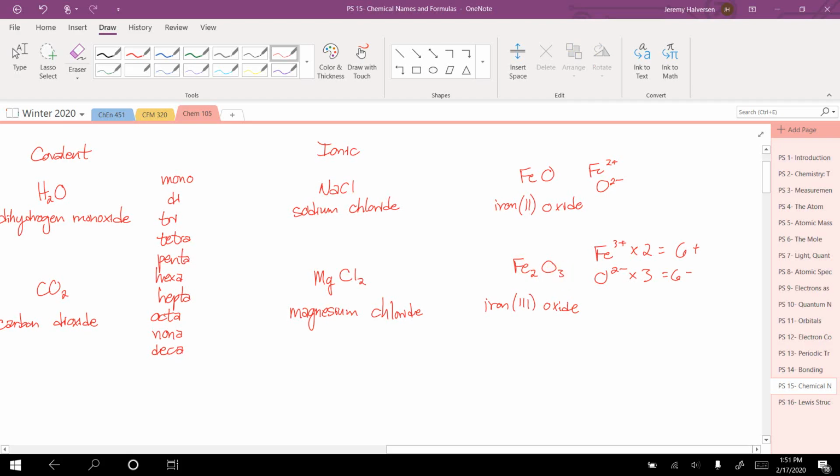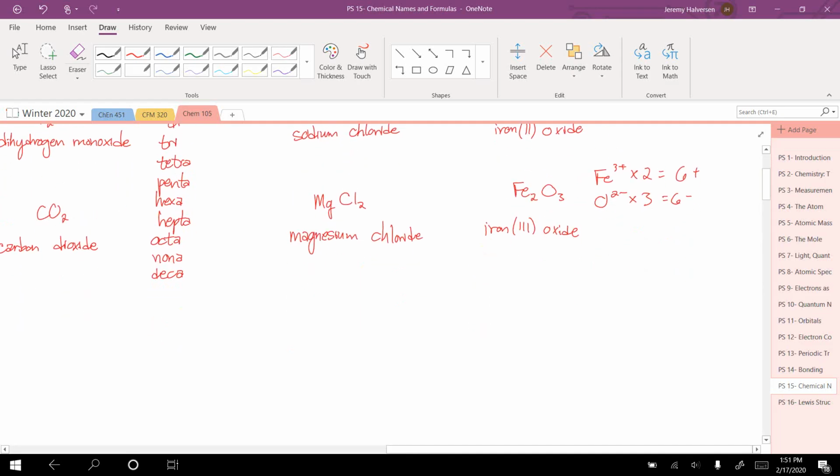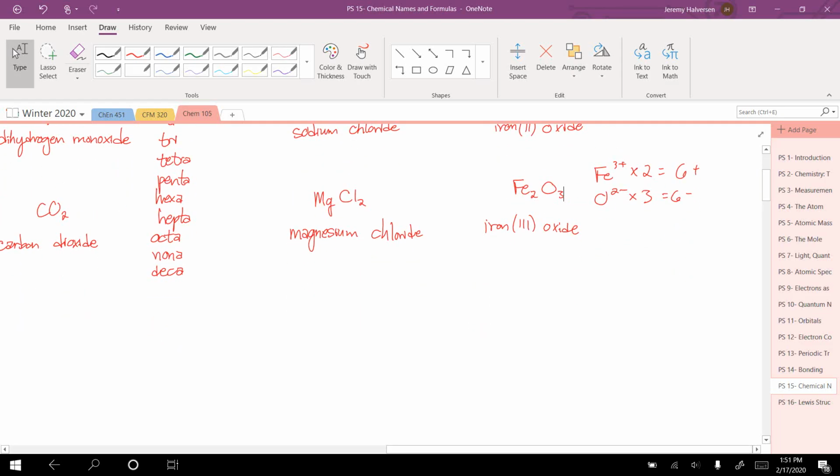So you can see here, as a result of iron being able to form multiple charges, we end up with an iron 2 oxide and an iron 3 oxide that are different molecules. And so that's why with transition metals in particular, you need to put the charge of the metal in Roman numerals there. All right, the last thing to talk about with ionic compounds is something called polyatomic ions.